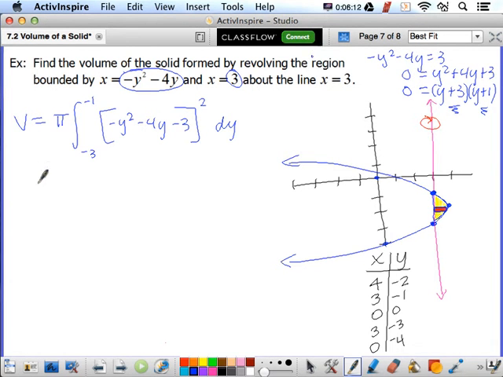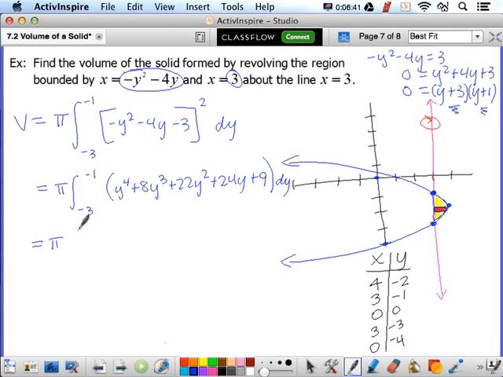So we went off to the side and we found that this distributed out yields positive y to the 4th plus 8y cubed plus 22y squared plus 24y plus 9. And that's with respect to y. So we just need to integrate each piece separately and substitute in the upper and lower limits. Equals pi. So 1/5 y to the 5th, right?